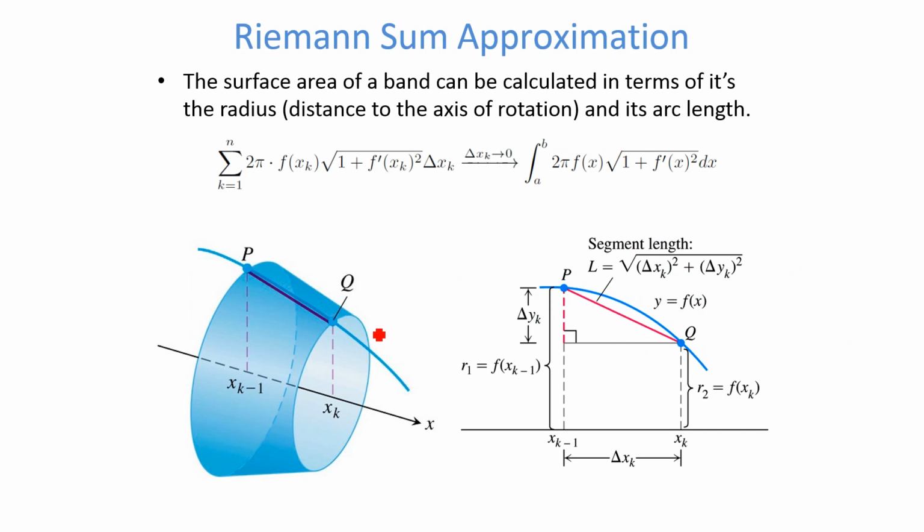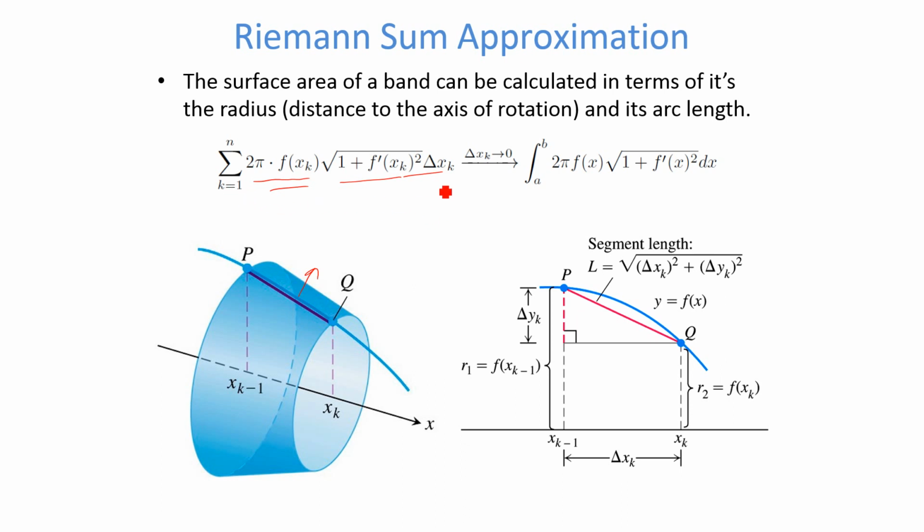So let's have a closer look at the strip. This circumference part we have already discussed. So what is the arc length for this piece? The arc length is going to be square root of 1 plus f prime(x_k) squared, as we observed in the last section, section 6.3. So this is the length of this piece, times delta x_k.